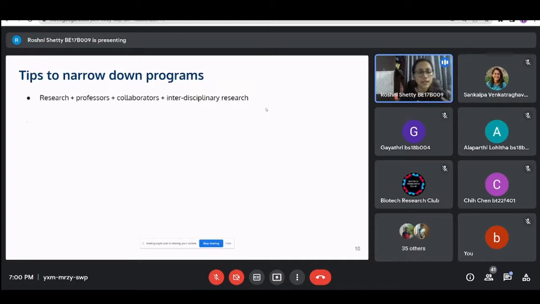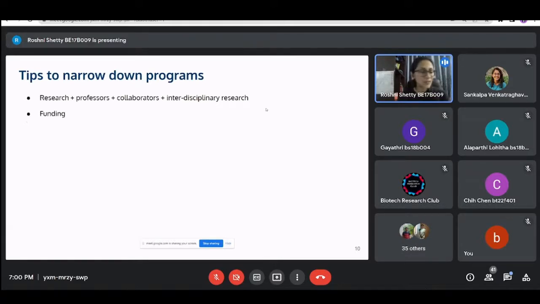Ideally, when you look at a university, you need to have at least 2 to 3 researchers or professors whom you're interested in. And also look at the collaborators they have. If they have a lot of collaborators, it's good for you, because you have different types of projects and interdisciplinary research that you can do in your PhD.